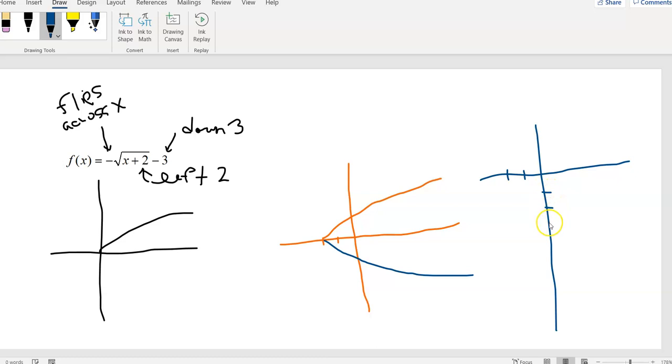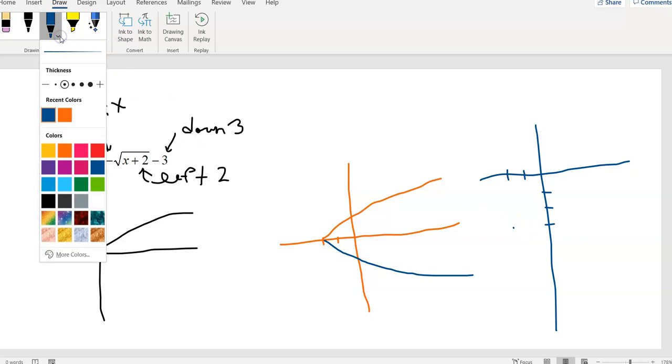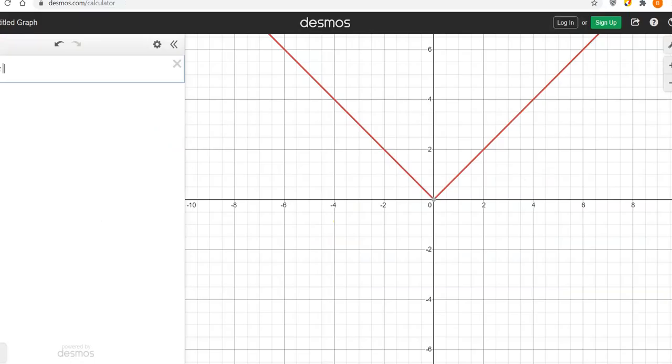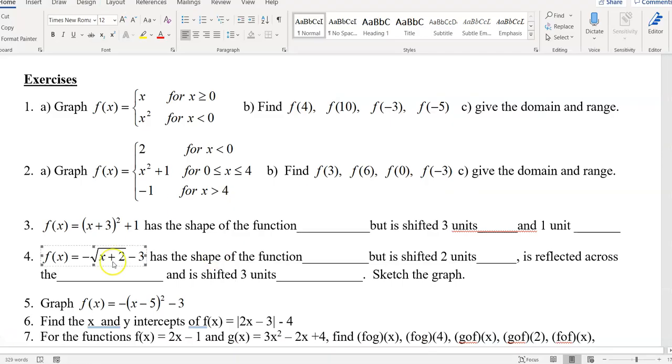It's now going to start 3 places down. So it's going to start right there. Let me change the color for the new graph. And if I make that, remember we're changing the blue graph, not the orange. So it's still got this shape. And there's our final graph. And so if we go back to our sheet, this has the shape of the function y equals the square root of x, but is shifted 2 units left, is reflected across the x-axis, and is shifted 3 units down.